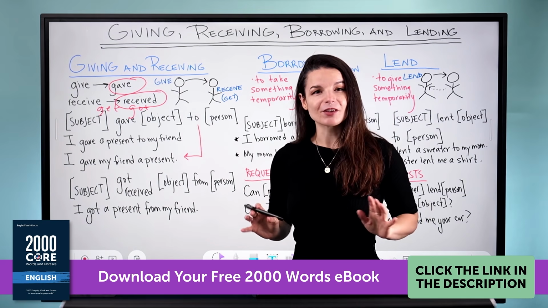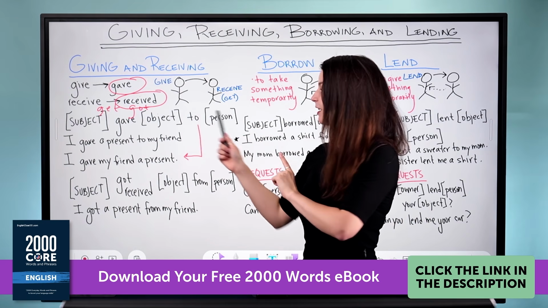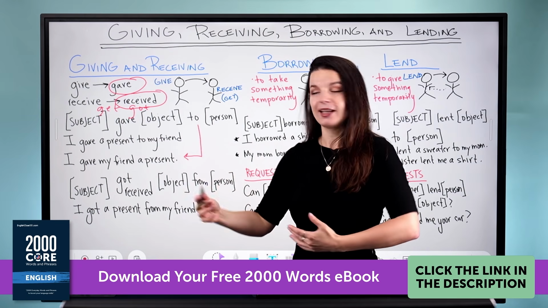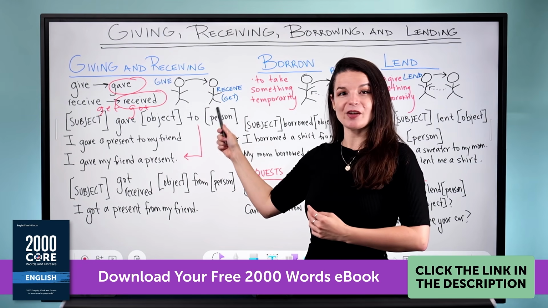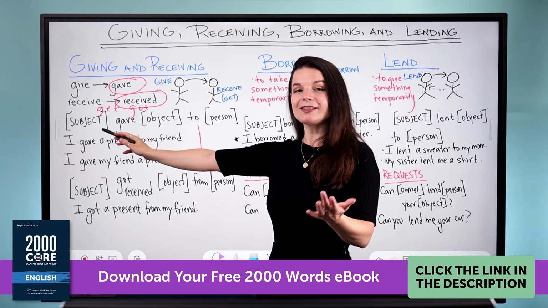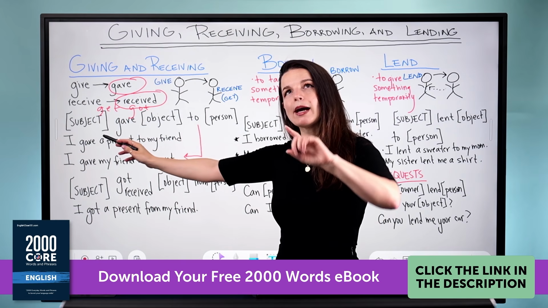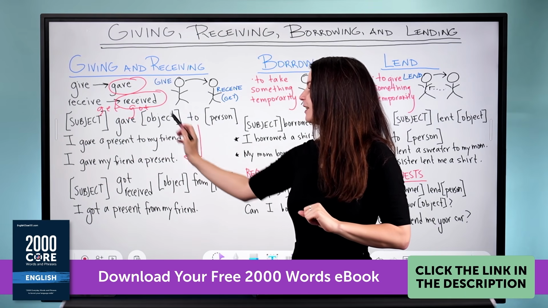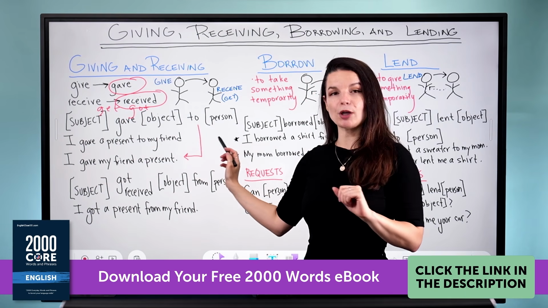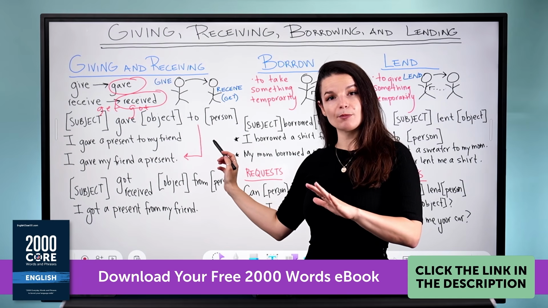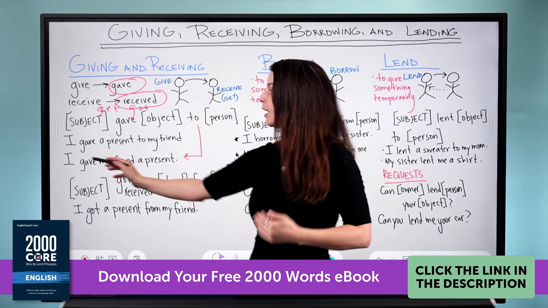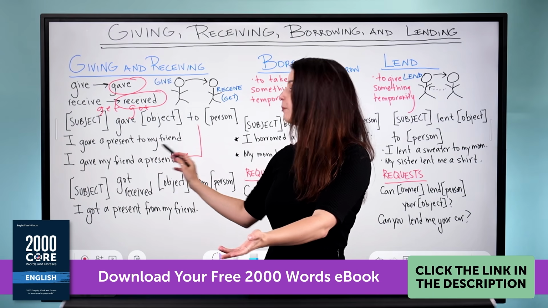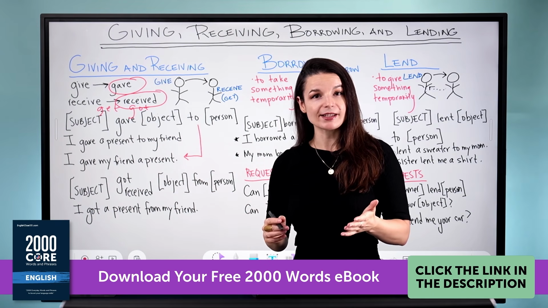So let's first make a basic sentence with give, or past tense gave. So how do we express this relationship? We have a basic pattern, actually one basic pattern that we can change a little bit. So subject gave object to person. Subject gave object to person. So for example, I gave a present to my friend. I gave a present to my friend.